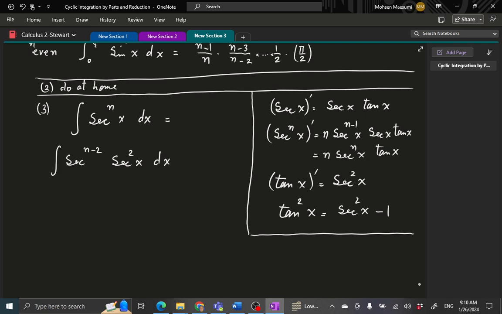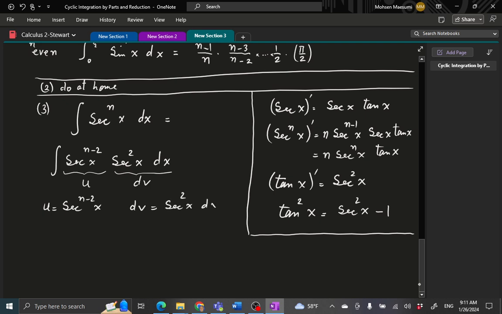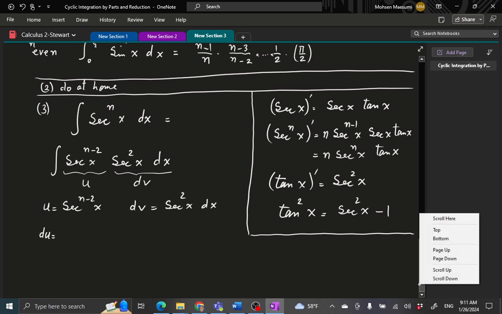Okay, now, this was x, of course. I'm going to take this thing to be my u and this one to be my dv, because I have a bit of a hope that I can integrate this thing. So I write u to be secant to the power of n minus 2 of x, and dv to be secant square of x dx. Well, for my integration by parts, I need du and I need v.